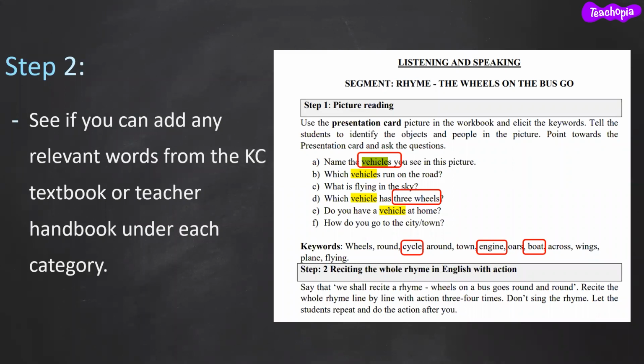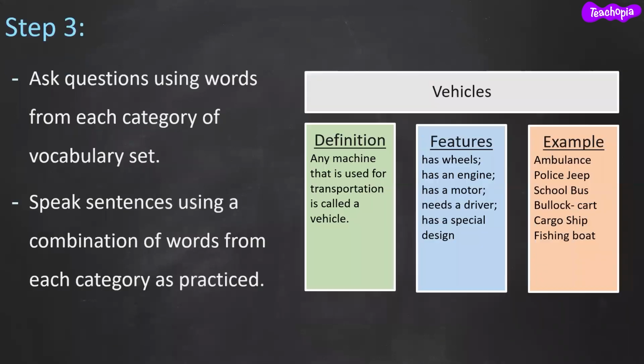In this way, in step 1 first you have to define that topic and then add relevant words, and finally in step 3, once you have all definition, features and examples, you can start using questions, words. You can ask questions using words from each category of the vocabulary set, and you can also speak sentences using a combination of words from the different categories.